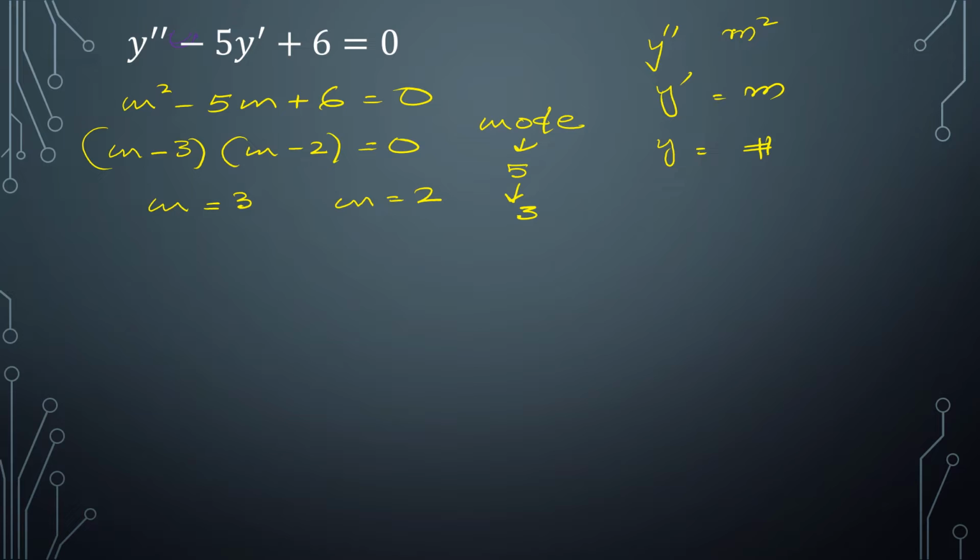So it is the first case because the m1 and m2 values are different. For that reason we can write y equals c1 e to the power m1x, that means 3x, plus c2 e to the power m2x, that means 2x. So this is how we represent our case 1.